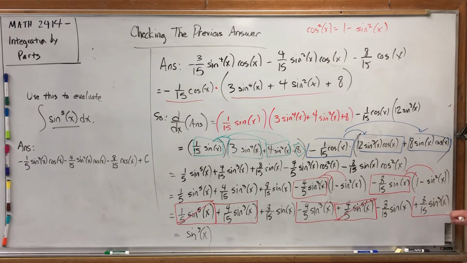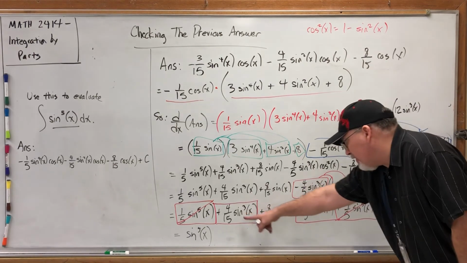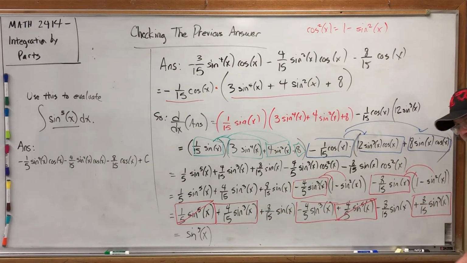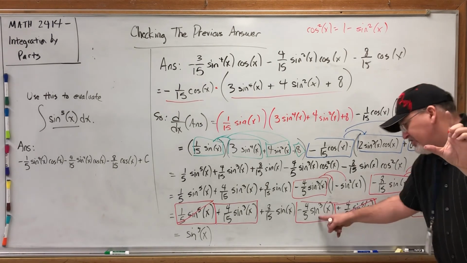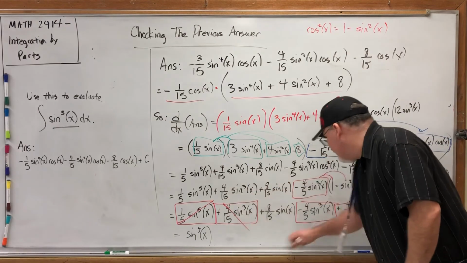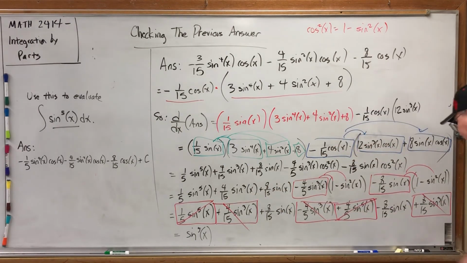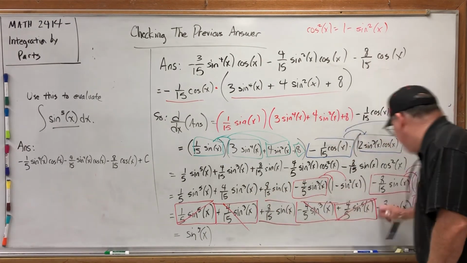Here's a third power. And if everything's correct, these should cancel. Yes, they do. I'm just going to talk it out. If we put together our positive sine cubes, we have 4/15 and 8/15, which is 12/15, positive 12/15, which reduces to positive 4/5, which cancels the negative 4/5. Those are gone. And these remaining guys are flat out opposites. They're gone.